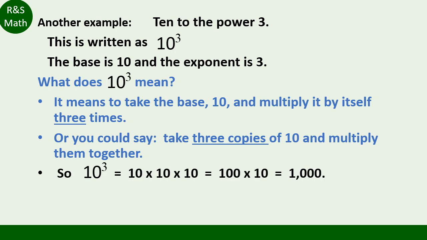So 10 to the third power equals 10 times 10 times 10. 10 times 10 is 100, so this equals 100 times another 10, and that gives us 1,000. So it ends up 10 to the third power equals 1,000.